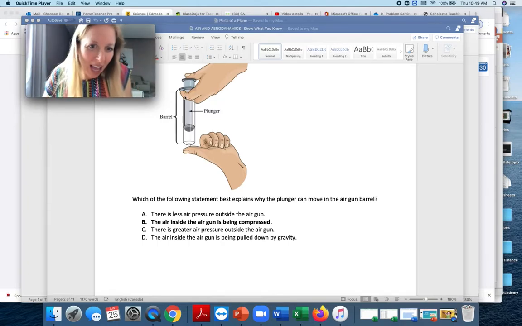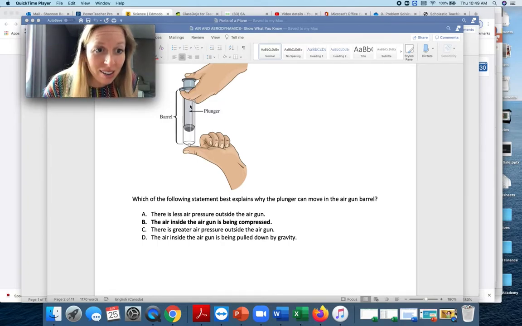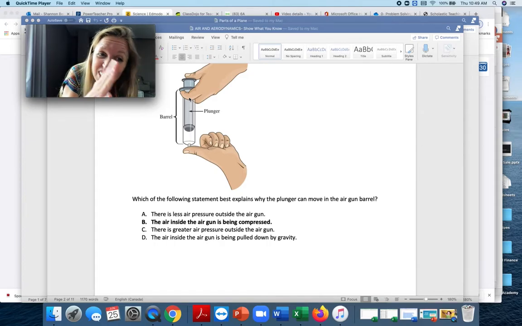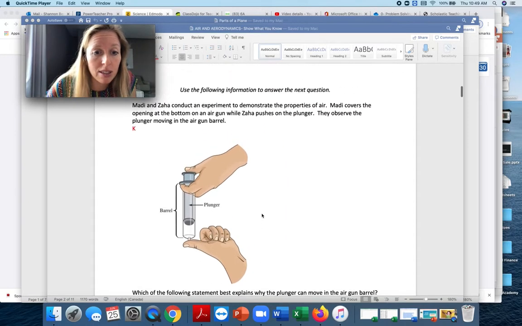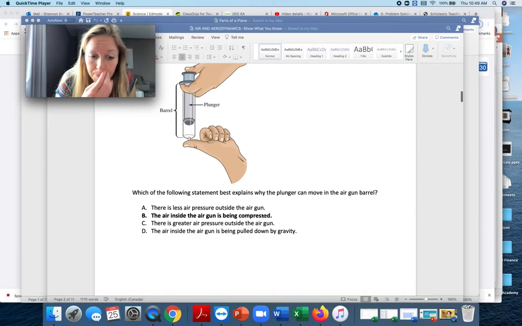If we were to visualize the little molecules of air that are in the plunger, they're being stopped, right? They cannot get out. So we know that one of the properties of air is the molecules are free moving, they have spaces between them, but we can push them closer together. So what's happening is the air inside the gun is being compressed. That is the answer. This is a knowledge-based question again. So basically, the molecules are being compressed.